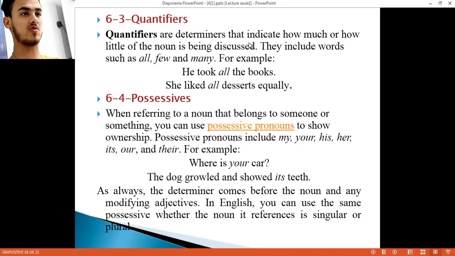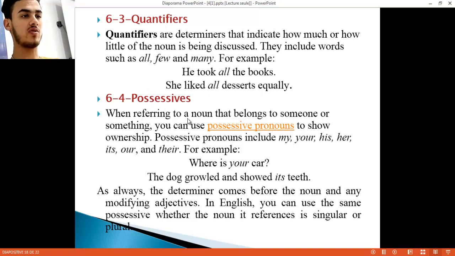We also have to see what quantifiers are. Quantifiers are also determiners that indicate how much or how little of the noun is being discussed. They include words such as all, few, and many. Like in the examples: he took all the books. She liked all dessert equally.